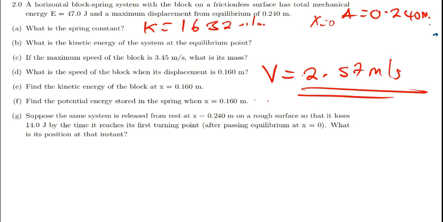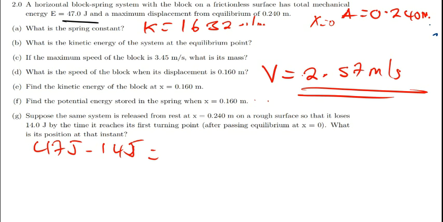Now the total energy, we have been told that the total energy is 47 joules. The energy which was lost is 14 joules, meaning that the energy which remained is 47 joules minus 14 joules. So what is 47 minus 14? That is 33.